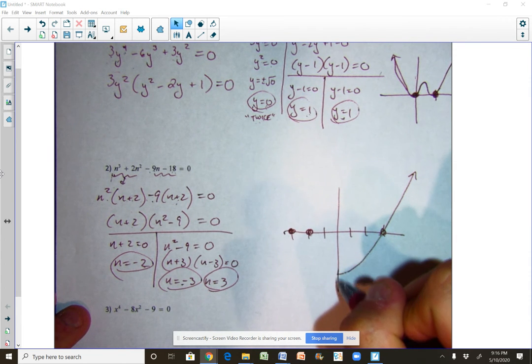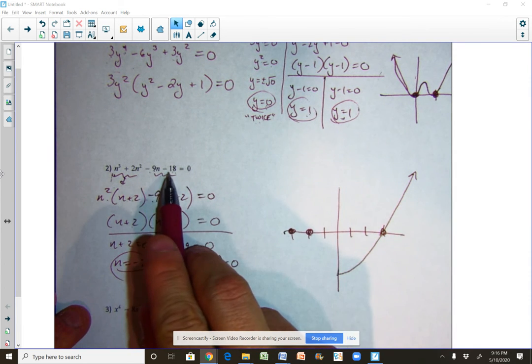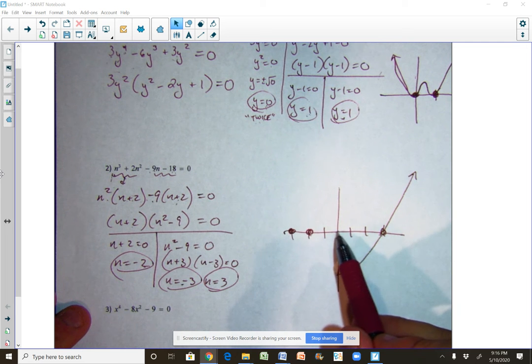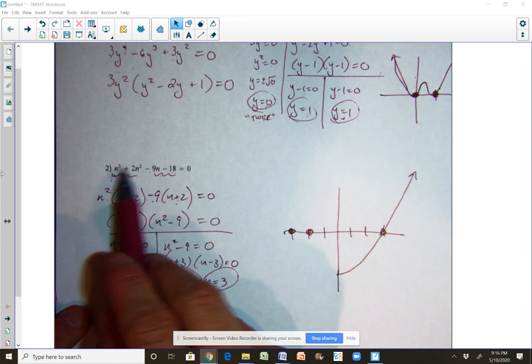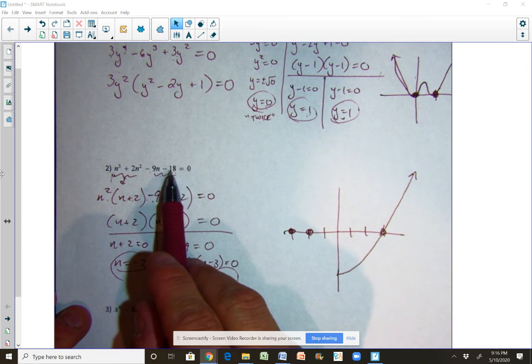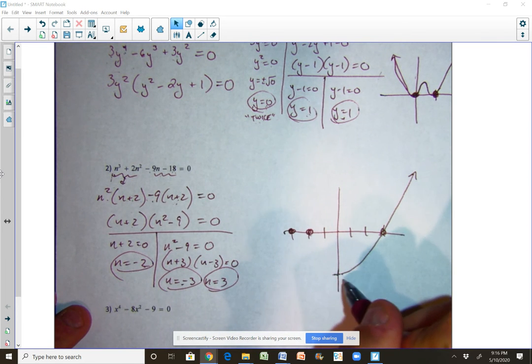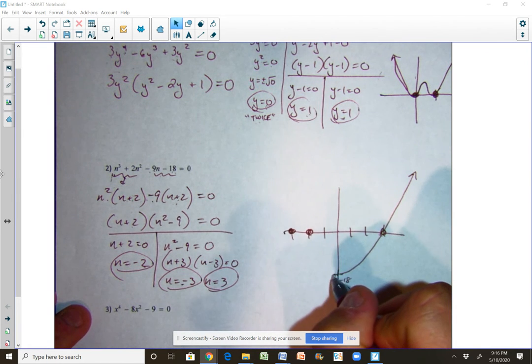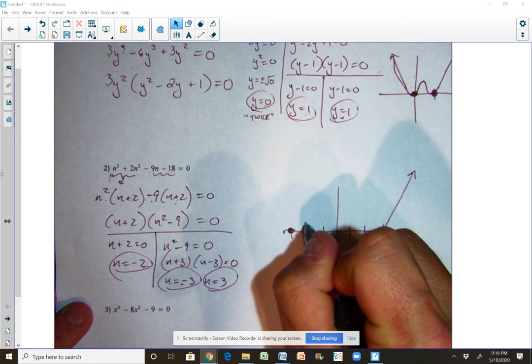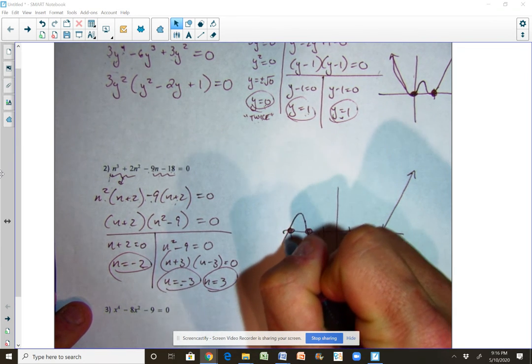Now, how do we know where it's going to turn? Well, if you look at the constant term, if you were to set x equal to 0, or in this case, the n, that's going to give you the y-intercept. When you plug in a 0, a 0, a 0, you get negative 18. So the constant term is always the y-intercept. So down here would be negative 18. Then it's going to come back up, and it's going to go up through the root, but then it's going to have to come back and turn around and go back like this.